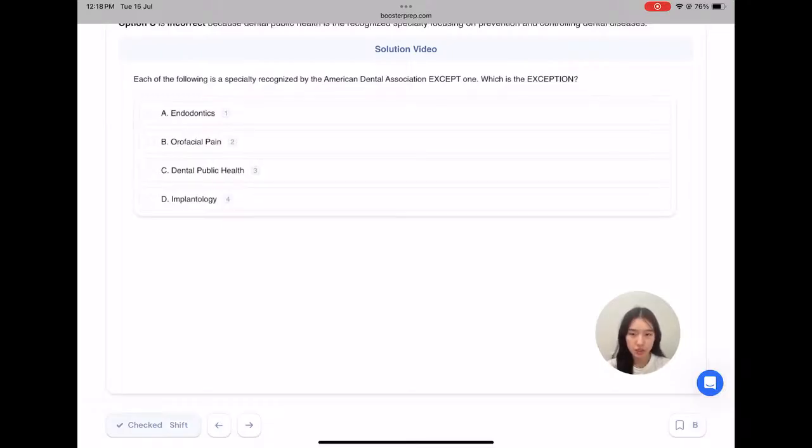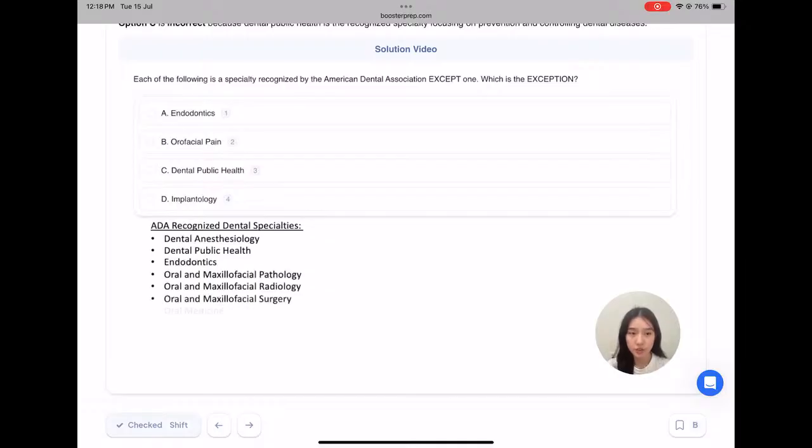Which one is the exception? So there are 12 specialties recognized by the ADA, and they are dental anesthesiology, dental public health, endodontics. Then we have oral and maxillofacial pathology, radiology, and surgery. We also have oral medicine, orthodontics, oral facial pain, pediatric dentistry, periodontics, and prosthodontics.